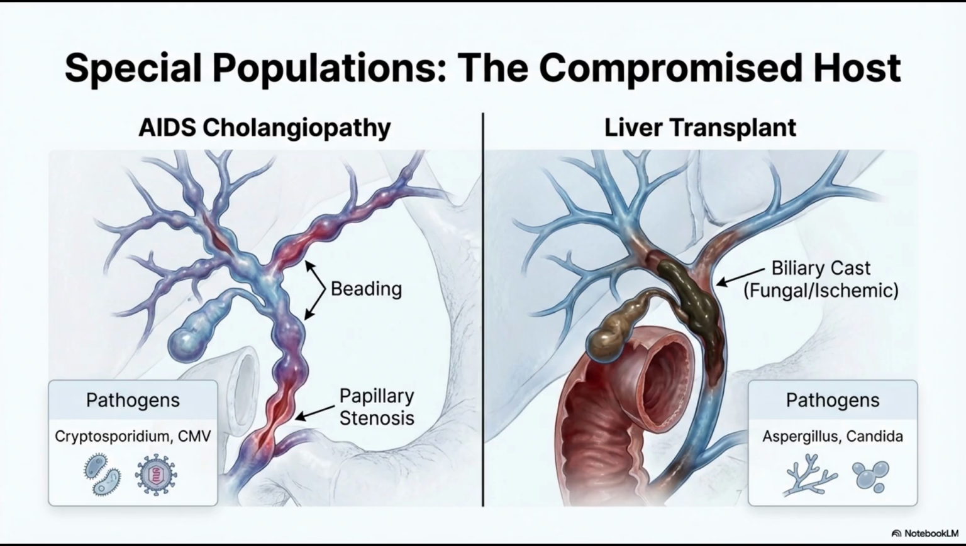Let's talk about the immunocompromised host. Specifically, AIDS cholangiopathy. This was huge in the pre-ART era, but we still see it in patients with advanced, untreated HIV. What are the bugs? It's not the usual suspects. No, it's Cryptosporidium, CMV, Microsporidia, these opportunistic pathogens.